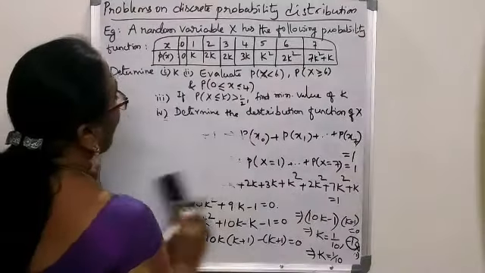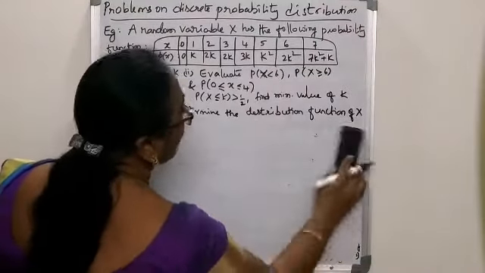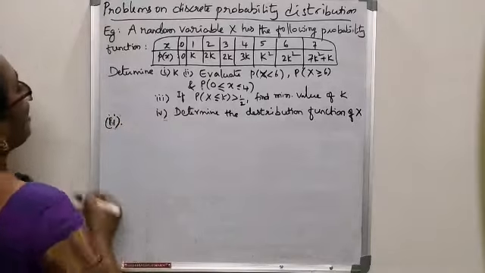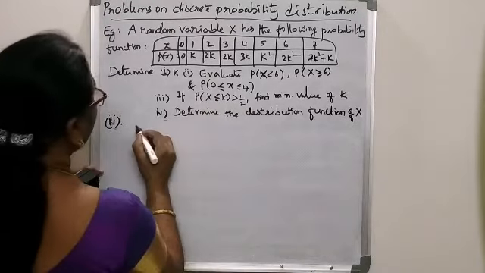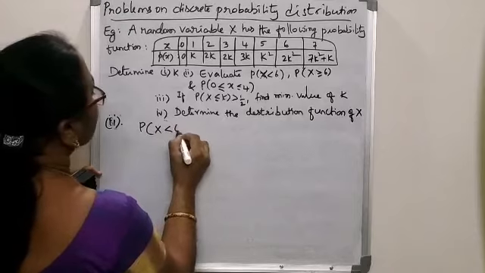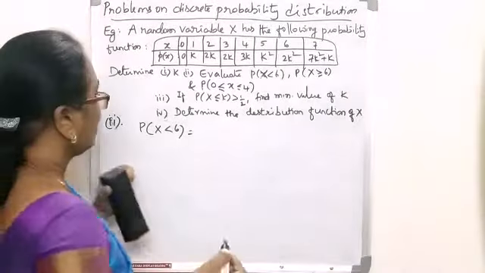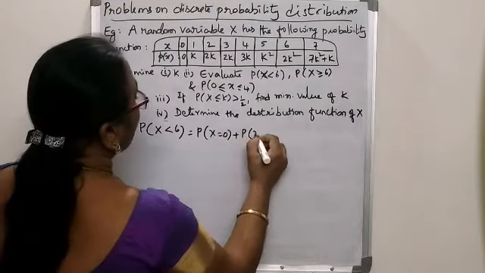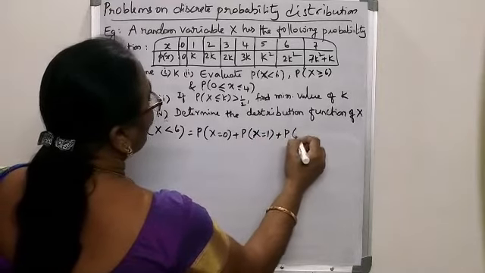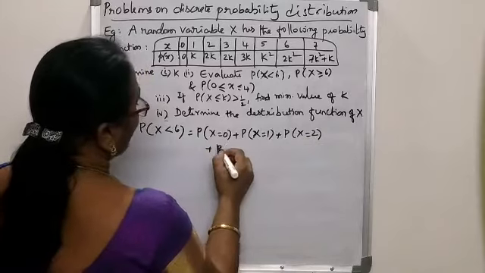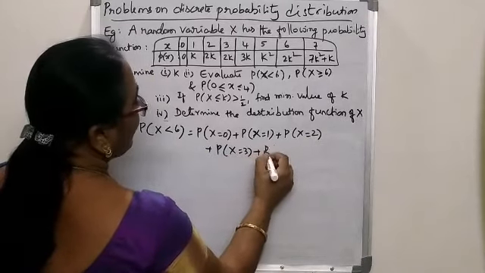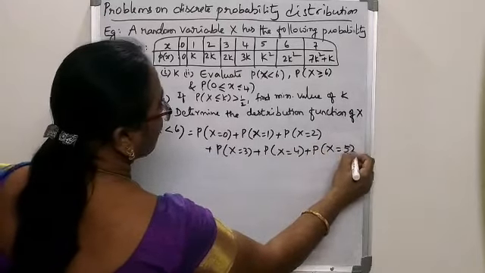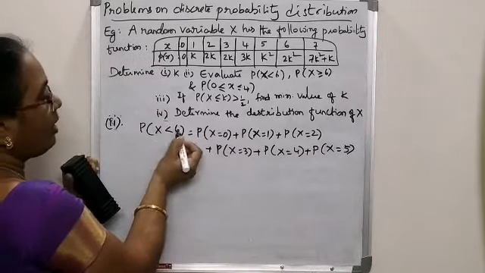Now, let us see how the second bit can be solved. We have to determine the probability that the random variable is less than 6. As we know, this can be written as the probability that x is equal to 0, plus the probability that x is equal to 1, plus the probability that x is equal to 2, plus the probability that x is equal to 3, plus the probability that x is equal to 4, plus the probability that x is equal to 5. We are doing this for the random variable less than 6.